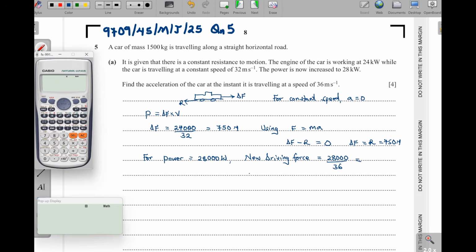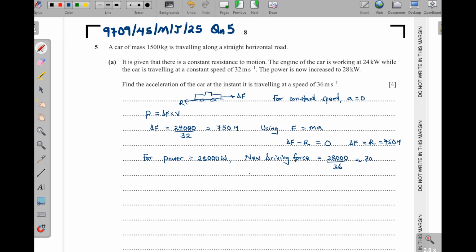So what do we get here? 28,000 divided by 36. That is 7,000 over 9. I'm just going to leave it exact over 9. Now again, using F equals MA. So that new driving force, which is 7,000 over 9, minus the resistance force, which is 750. The resistance is still the same. You see that? Then this is equal to the mass, which is 1,500, times the acceleration.